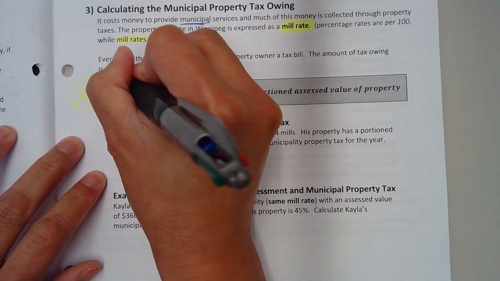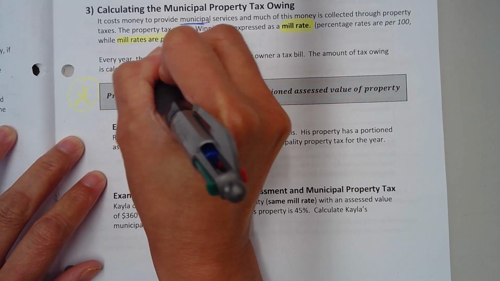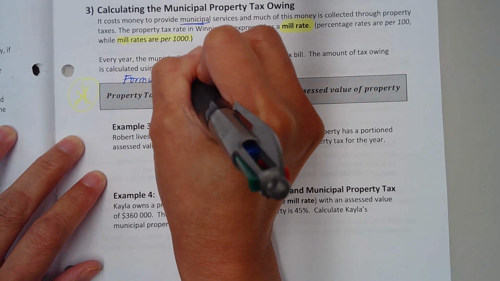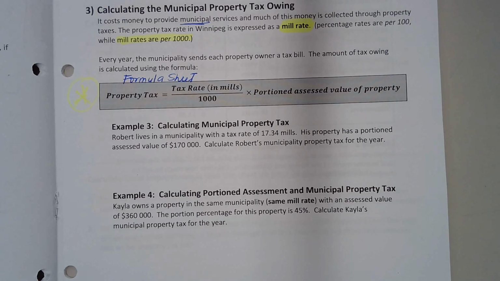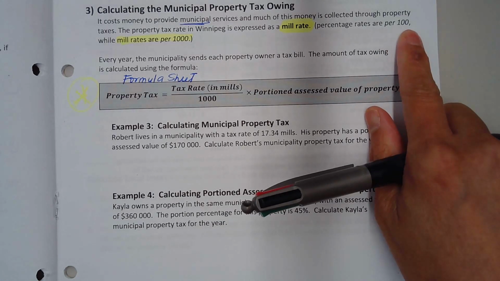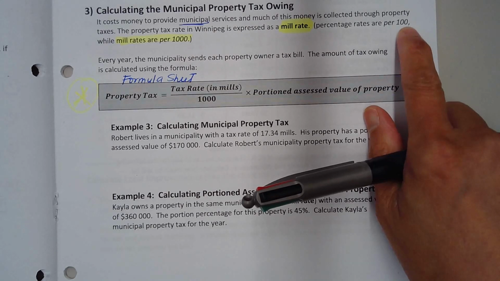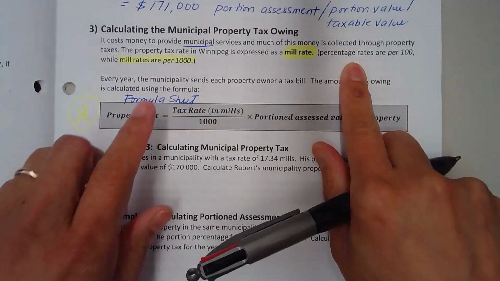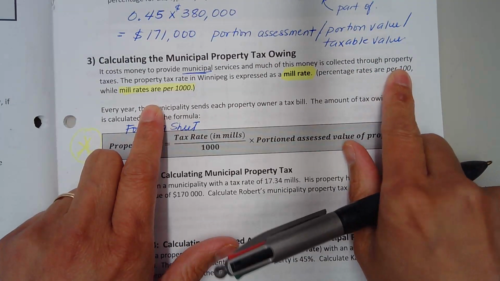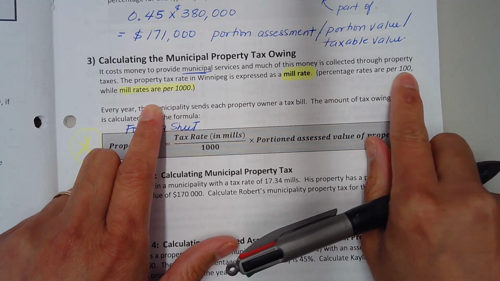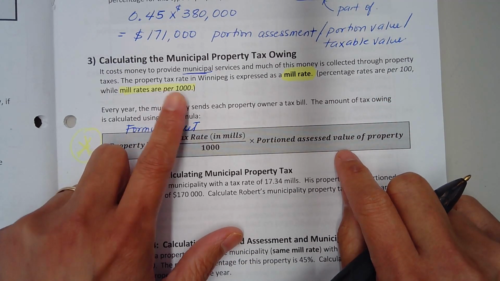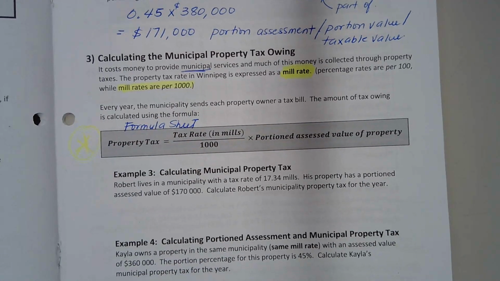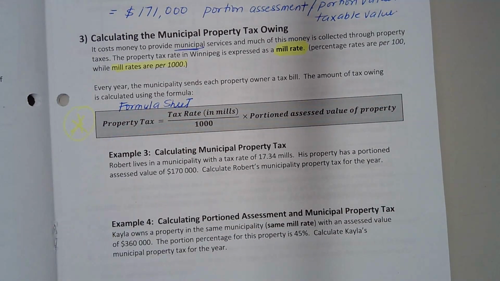What about, hold on for a second. What was that? Per 100? This one? No, they're trying to tell us the difference between percentage rates, which is per 100, and mill rate, which is per 1,000. So write that on your formula sheet.